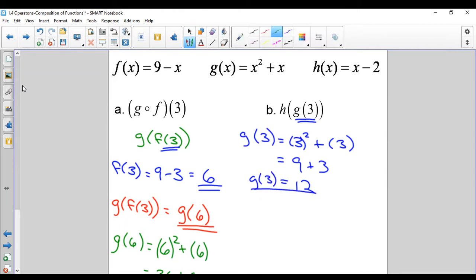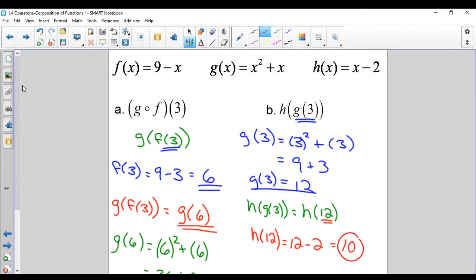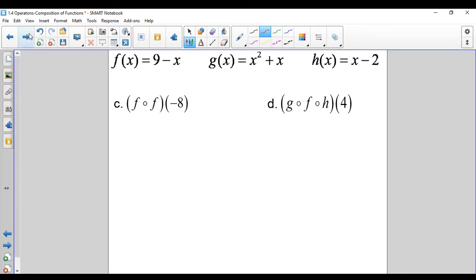We take that g of 3, since we're finding h of g of 3, so we're really finding h of 12. So we take that 12, plug it into the h function. So h of 12 is 12 minus 2, which is 10. And there's our final answer that we're looking for. Whatever you end up with at the end. Same functions, last 2 here, some different twists that we could see.